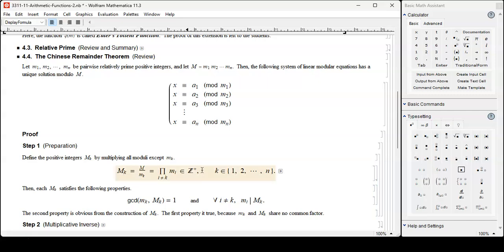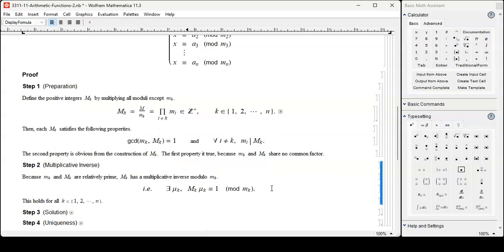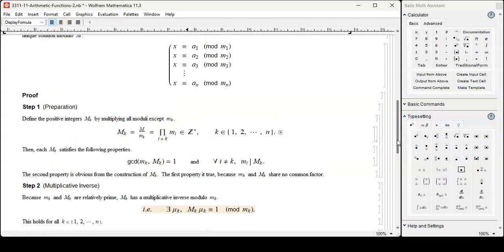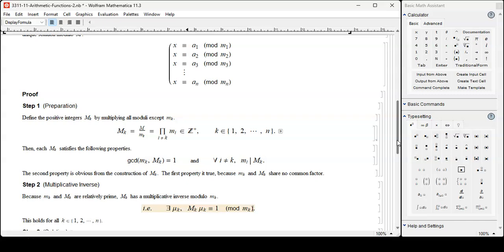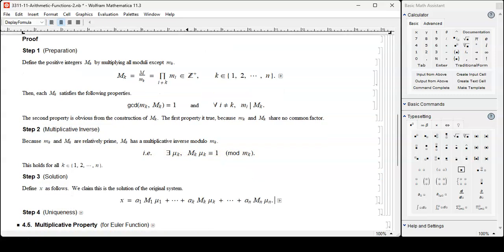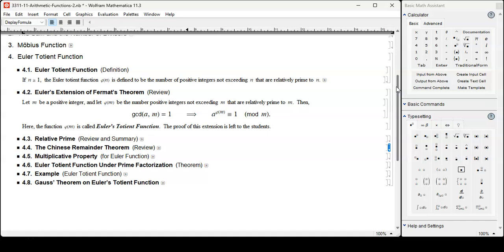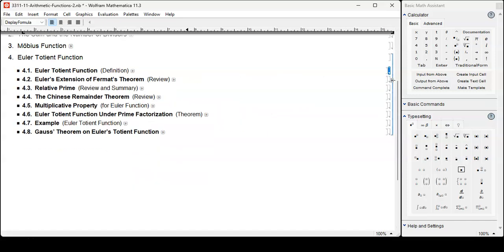Because all the moduli are pairwise relatively prime, this construction tells us that mk and capital Mk are relatively prime, so capital Mk has a unique multiplicative inverse mu k modulo mk. That's how you get capital Mk and mu k. Then put all those together, and you get a unique solution. That's how the Chinese remainder theorem works. Okay, that's one preparation we have to do.